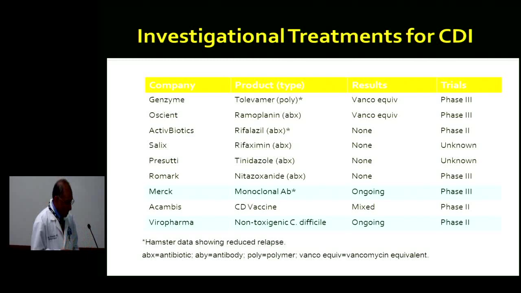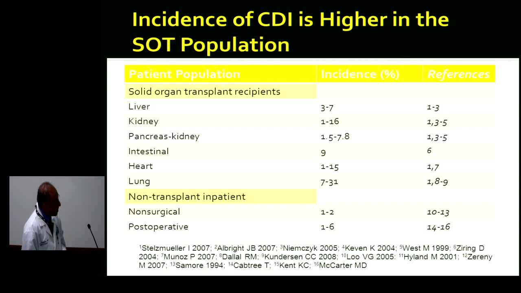I'm going to shift gears just quickly to solid organ transplant. If you look at the data in solid organ transplant, looking at the bottom, in the non-transplant patient, the incidence of C. diff in non-surgical patients is 2%, in surgical patients about 6%. If you look at the incidence in the other transplant groups, by and large, looking at any organ, it's higher. Some of this is reflective of the center, some of it is reflective of the time at which the study was done, did it happen after the outbreaks, some of it is reflective of selection bias, but this is something to look into.